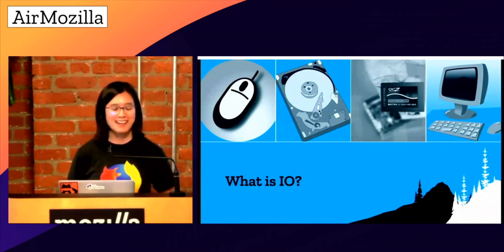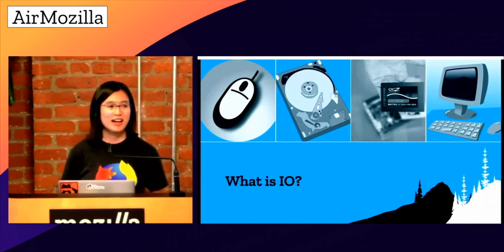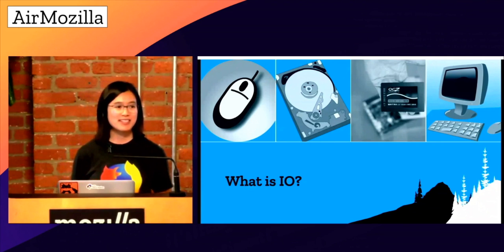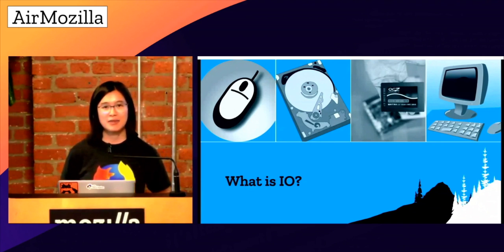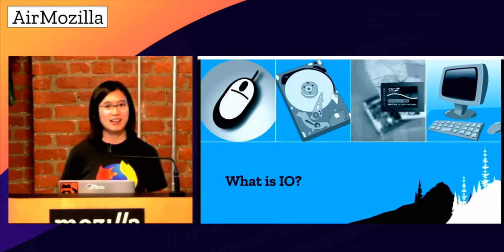What is I/O? I/O stands for input-output. For example, I/O devices can be your mouse, a keyboard, the screen. The I/O that in particular I care about is the hard drive and a solid-state disk.